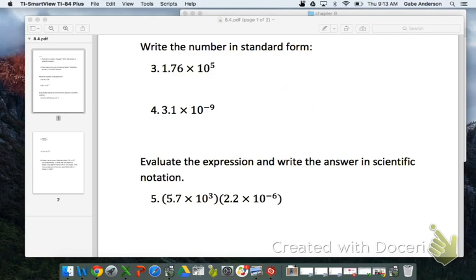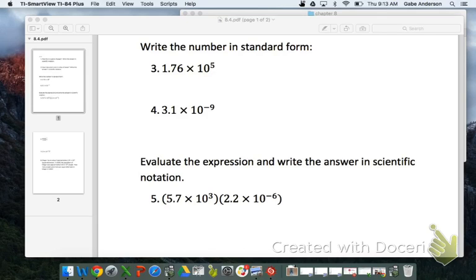Should we do them? So can you guys see that numbers 3 and 4 are in scientific notation right now? Like the number 1.76 and the number 3.1, they're both between 1 and 10, not including 10. You got the 10 powers. Hopefully they look like scientific notation for what you've seen before and what we just did. So these are in scientific notation. We want to go back to like the normal form. It's called standard. So take a look at number 3.